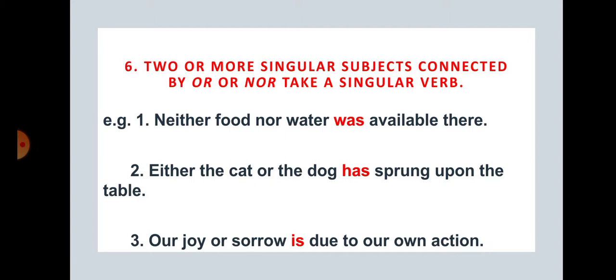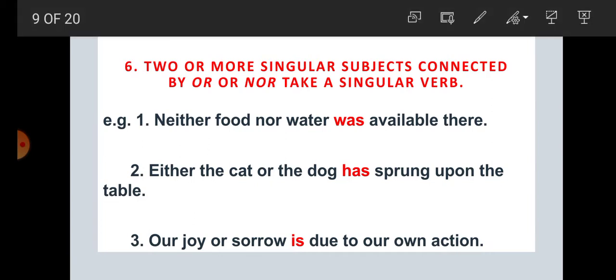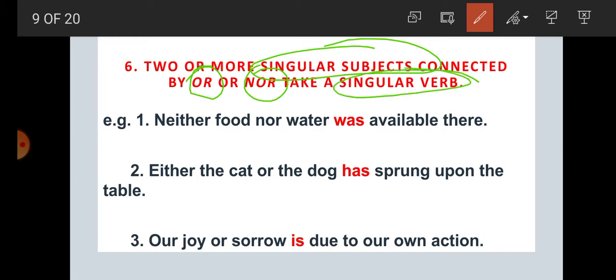Now rule number 6. Two or more singular subjects connected by or, nor, or and nor. When two or more singular subjects are connected by or, nor, take a singular verb. For example, neither food nor water. Food and water, both are singular, and that's why the verb is singular, was.